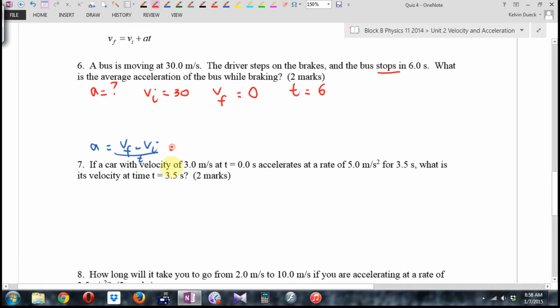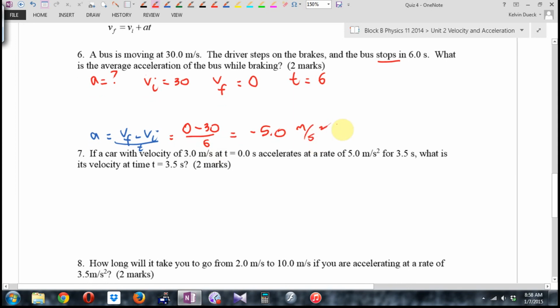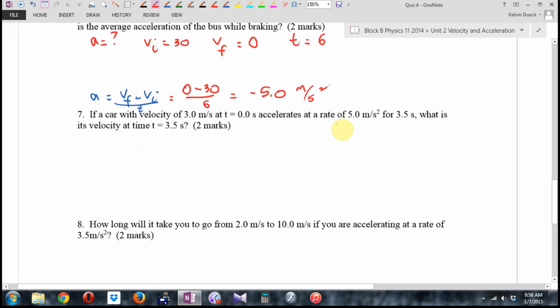Now let's plug and chug. It's going to be 0 minus 30 divided by 6. You get negative 5.0 meters per second squared. Slowing down. Two marks. What's number 7 asking me to find? If you missed the negative, I'd take a half mark off.